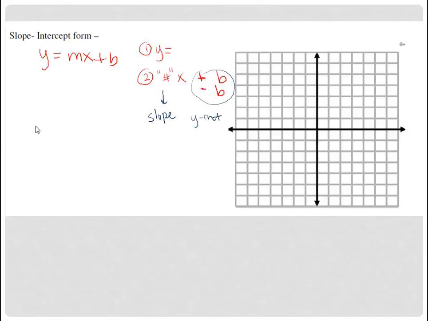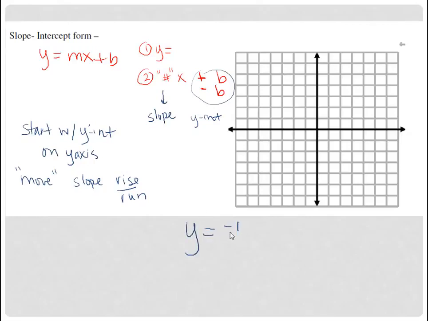So when we go to graph it, we start with the y-intercept, and because it is a y-intercept, it goes on the y-axis. Then once you have that point plotted, you're going to move, and I'm going to put this in quotes, the slope according to rise over run. So I'll just throw in an example here. How about we do y is equal to negative 1/3 x plus 4. So we start with the number at the end, the y-intercept, positive 4 on the y-axis, 1, 2, 3, 4, put a point.